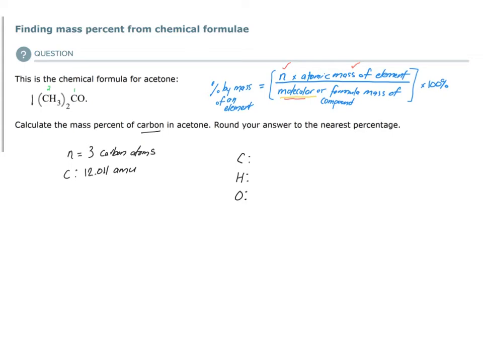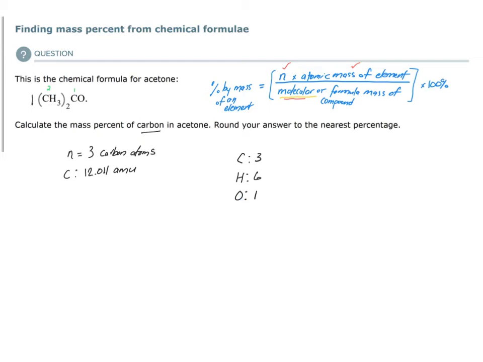The next question we need to ask is how many? We've already found that we have 3 carbon atoms present. How many hydrogen atoms do we have? So there are 3 here, but there's also a 2 outside this parentheses. So 2 times 3, 6. How many oxygen atoms? Oxygen is only found here, and there's only 1 oxygen atom. So in this molecule, 1 molecule of acetone has a total of 10 atoms: 3 carbons, 6 hydrogens, and 1 oxygen.